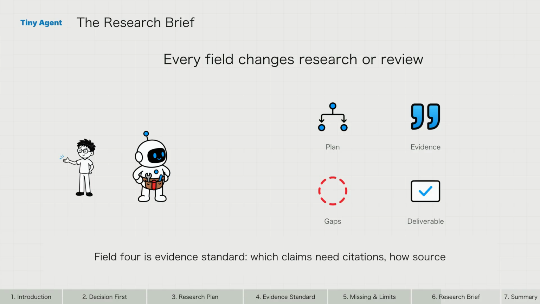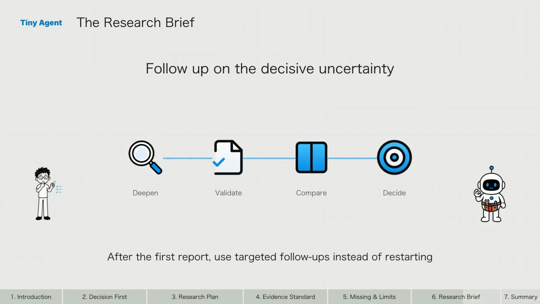Field 4 is evidence standard: which claims need citations, how source quality should be recorded, and how conflicts should be handled. Field 5 is gaps and confidence: required unknowns, stop conditions, limitations, and what evidence could change the conclusion. Field 6 is deliverable and next action: format, required sections, length, audience, recommendation, evidence appendix, and the decision or follow-up that comes next.